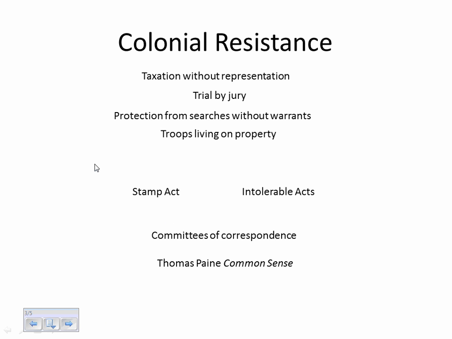Britain's American colonists believed the king and Parliament were violating their rights as Englishmen. Among the rights they felt were being violated were protection from taxation without representation, the right to trial by jury of their peers, the protection from searches without warrants, and protection from having troops quartered or living on their property.